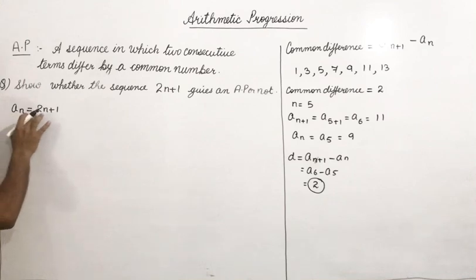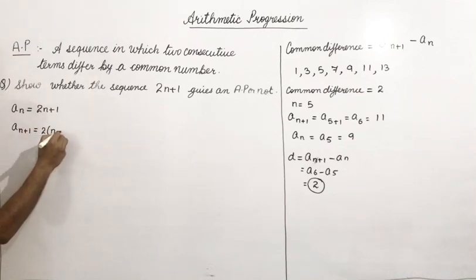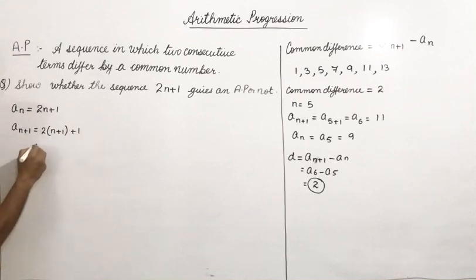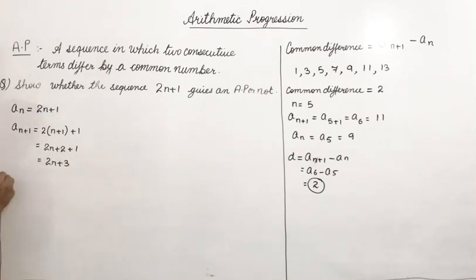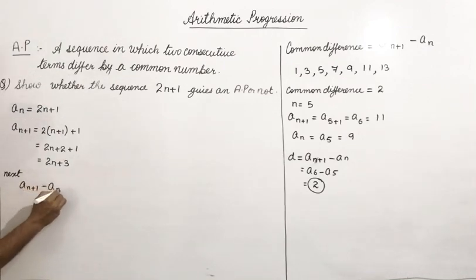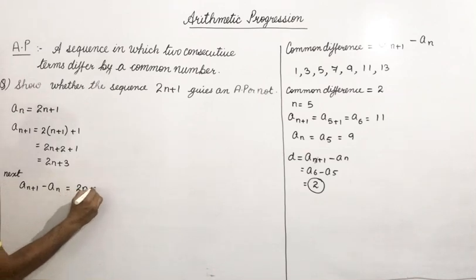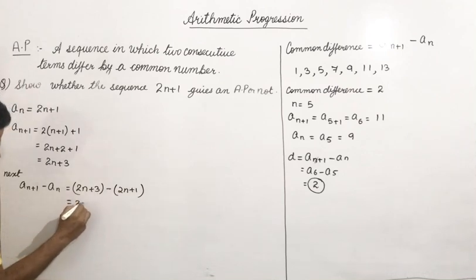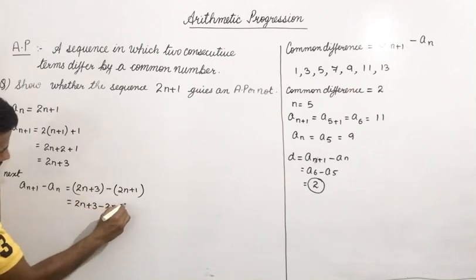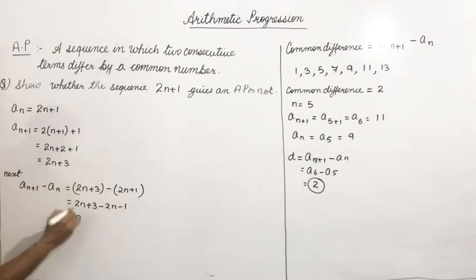Now let us look. an equals 2n plus 1. Let us find a(n+1). So in the place of n we put n plus 1. So it is 2(n plus 1) plus 1. So what is it? 2n plus 2 plus 1. Altogether it is 2n plus 3. Next, a(n+1) minus an. How much is it coming? 2n plus 3 minus (2n plus 1). So it is 2n plus 3 minus 2n minus 1. 2n and 2n get cancelled, it's 2.